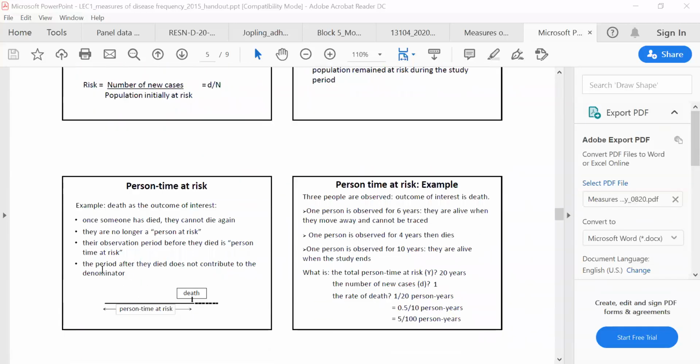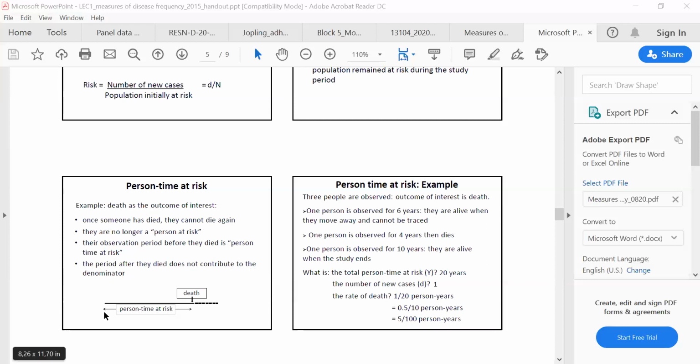So this is an example of person time at risk. Once someone has died, they cannot die again. That's the same concept I'm saying. If you're at risk of developing, let's say, malaria, some things can recur, they can come once in a while, but there are some events which don't repeat, for example death. Once a person has died, they are no longer at risk. Their observation period is the time before they died, and that is the person time at risk. The period after they die does not contribute to the denominator.